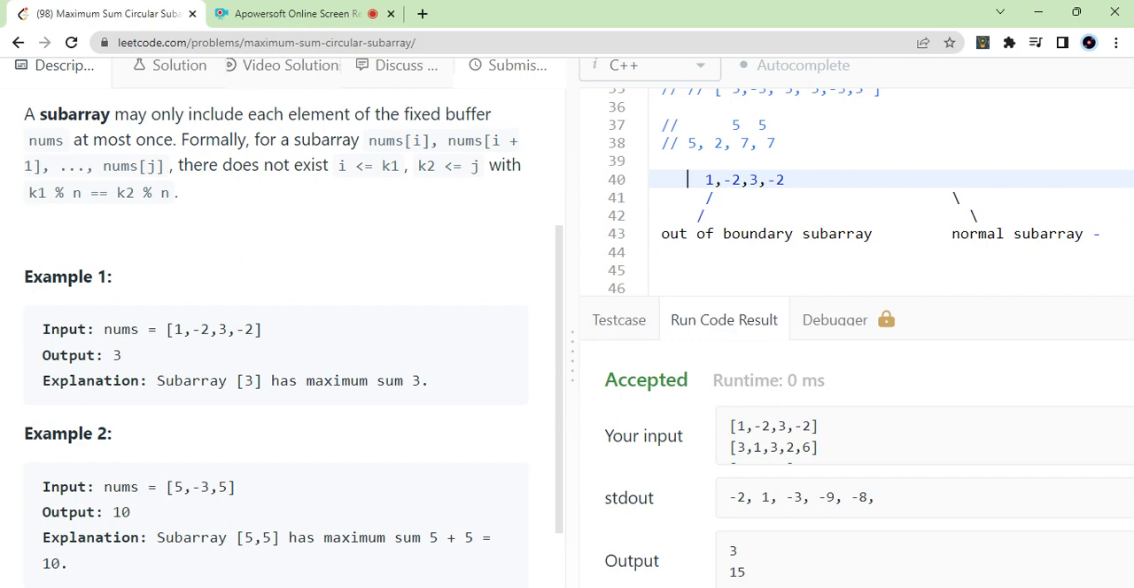So let's talk about what I'm saying by out of boundary subarray. A normal subarray is just like these subarrays which can form, like 1, 1 minus 2, 1 minus 2 minus 3, and so on. An out of boundary subarray is when you're including 1 from this side and minus 2 from this side, and you are not including these two, right? You are just including this minus 2, and then you are including this 1 again. So this is a kind of boundary subarray, when you are going out of the boundary.